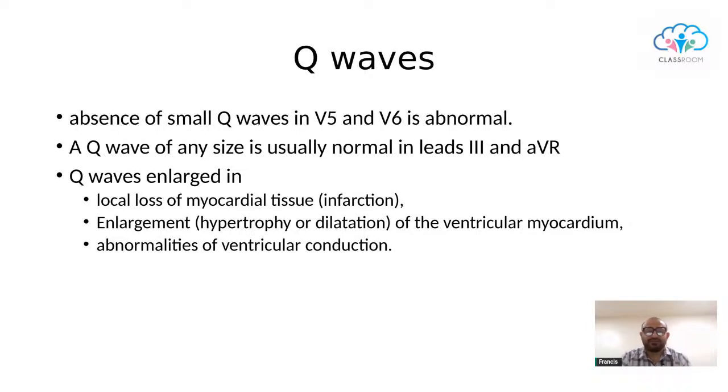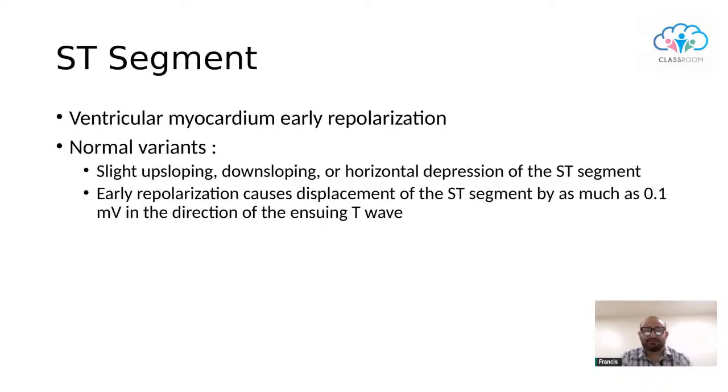Coming to Q waves, they should not be absent in leads V5 and V6. And usually Q waves of any size in lead 3 and aVR are normal. Q waves are enlarged in MI, where there is loss of myocardial tissue, or in hypertrophy of the ventricular myocardium, or in abnormalities of ventricular conduction, like interventricular conduction delays, bundle branch blocks, etc.